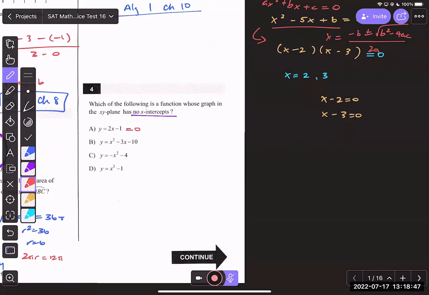So basically, that's what we're doing. We're going through and seeing, can this equal 0? So first off, can 2x minus 1 be equal to 0? It'll just be 1/2. Yeah. So this is wrong. What about the rest? So B would have x-intercepts of -5 and 2, or 5 and -2, so that'll be incorrect.